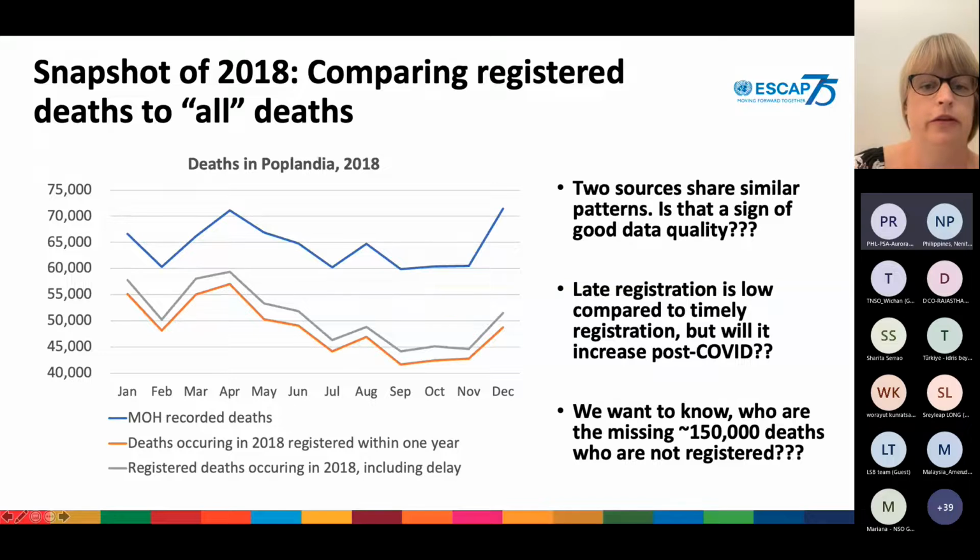Okay, so we see that the two sources share very similar patterns in death over the months. Do you think this is a good sign of data quality? Yes, no, or you're not sure?